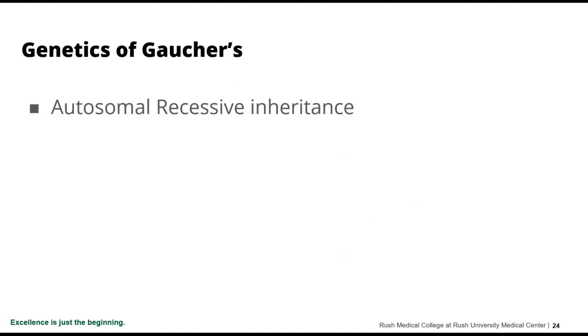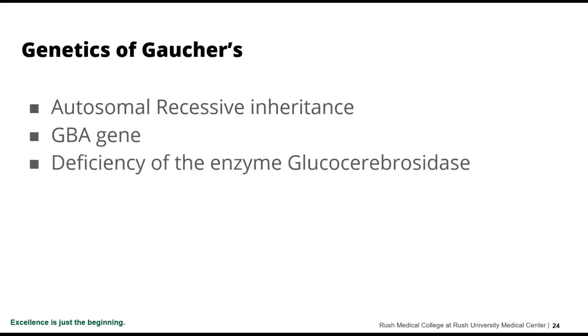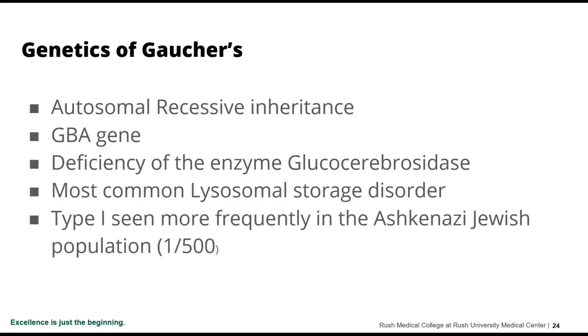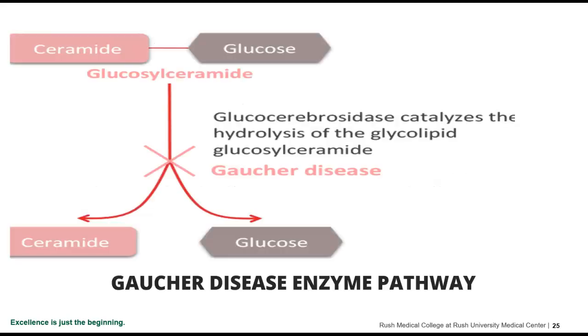Gaucher disease is autosomal recessive. It's caused by a mutation of the GBA gene, and the enzyme is glucocerebrosidase. It's the most common of the lysosomal storage diseases, and it occurs in about 1 in 500 in the Ashkenazi Jewish population. It's about 1 in 50,000 in the general population. Glucoceramide is ceramide attached to glucose, and this enzyme separates them, so you get ceramide and you release the glucose.